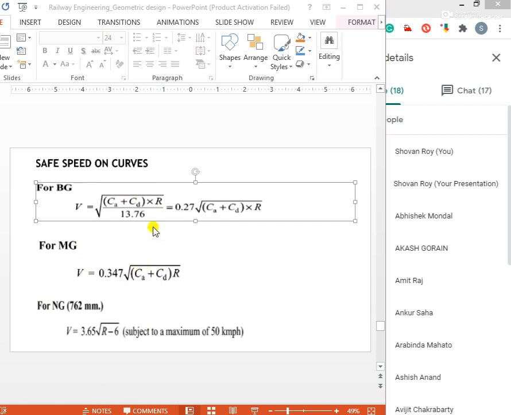V is in kilometer per hour. CA is the actual cant in millimeters. CD is the permitted cant deficiency in millimeters. R is the radius in meters.